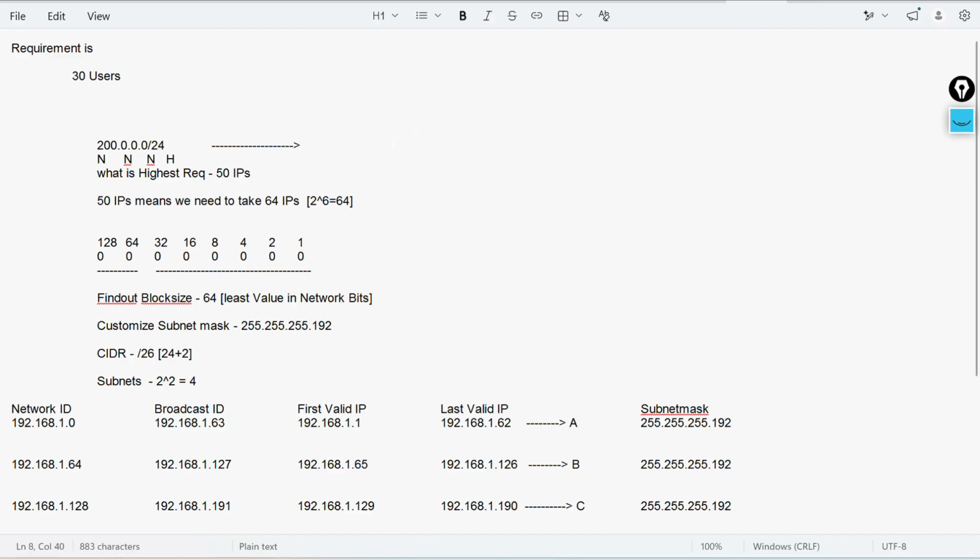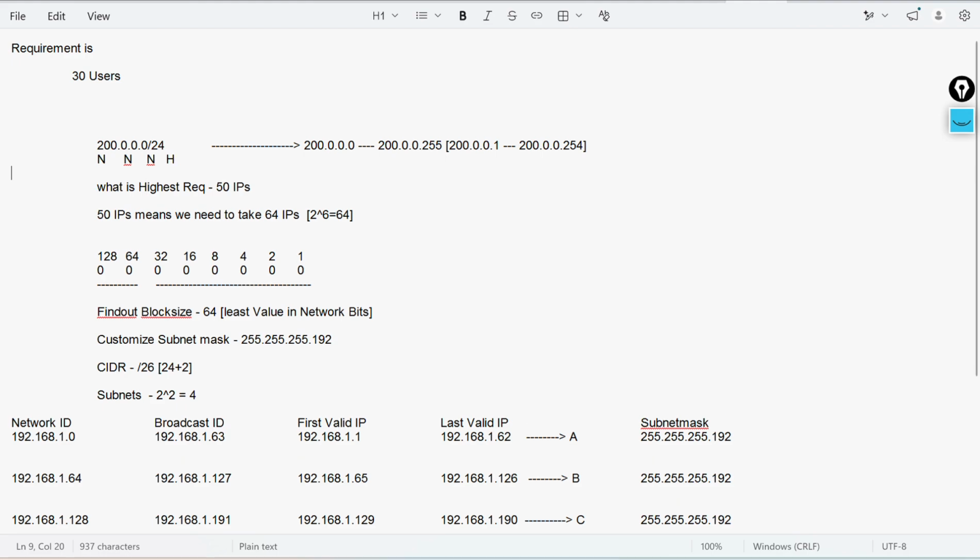This network range is 200.0.0.0 to 200.0.0.255. In this range, 200.0.0.1 is the first valid IP, and 200.0.0.254 is the last valid IP. And my requirement here is 30 IPs only.